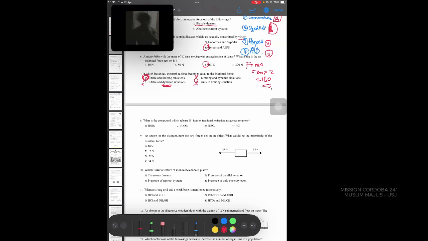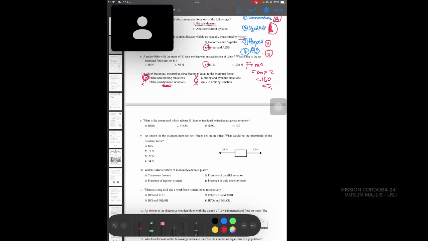Fourth one. Only limiting. That anyway happens in static. When it is not moving, if I gave 11, friction is 11. When I gave 15, friction is 15. That happens in static anyway. That is why I cut answers 2 and 4. Did you get my point?